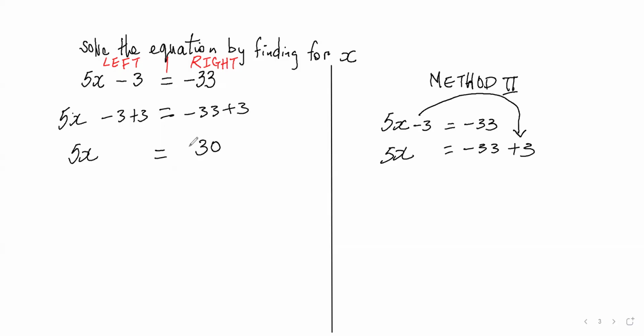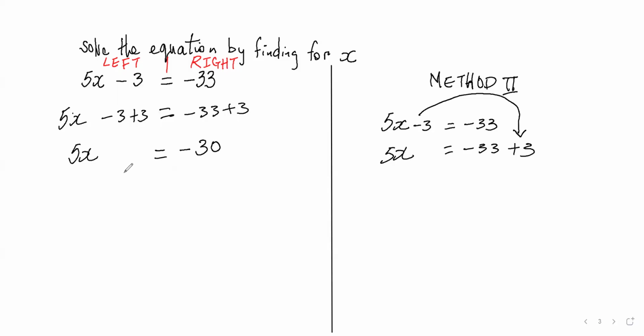Negative 30. Right. So the bigger number, always keep this in mind, people. The bigger number is carrying the sign. 33 is bigger than 3, and the sign in front of the bigger number, that's the sign we're going to keep. So it's negative 33. So 5x equals negative 30, sorry.